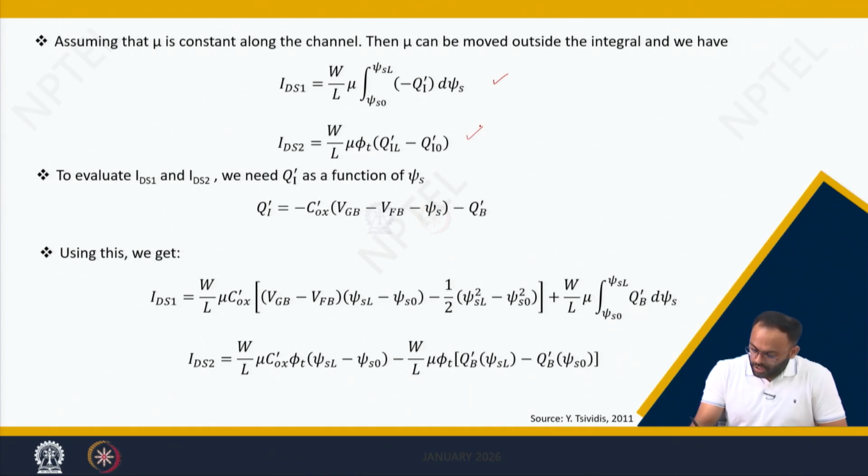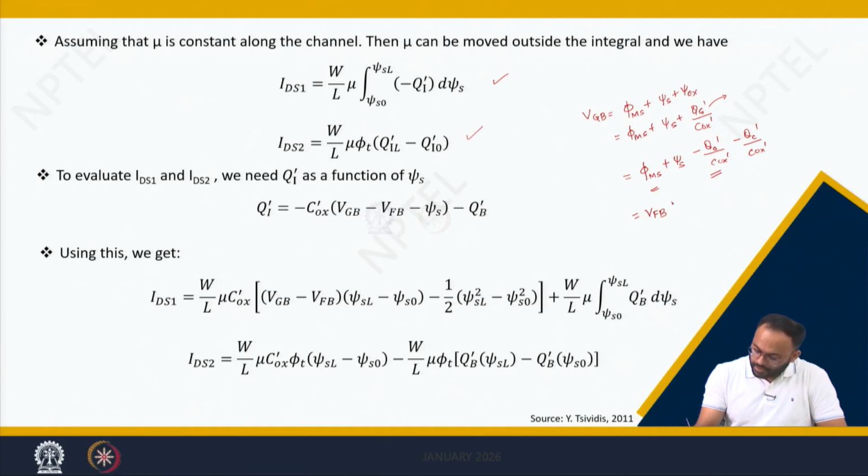From our previous analysis, we know the potential balance equation can be written as VGB is equal to phi ms plus psi s plus psi ox, where psi ox can be written as Qg dash divided by Cox dash, and this Qg dash can be replaced by a charge balance equation as minus Q0 dash by Cox dash minus Qc dash by Cox dash, where this term and this term form the flat band voltage, plus surface potential, minus this Qc dash, which is the total channel charge, which can be rewritten as Qi dash plus Qb dash by Cox dash. By simplifying this equation, we will ultimately get this.